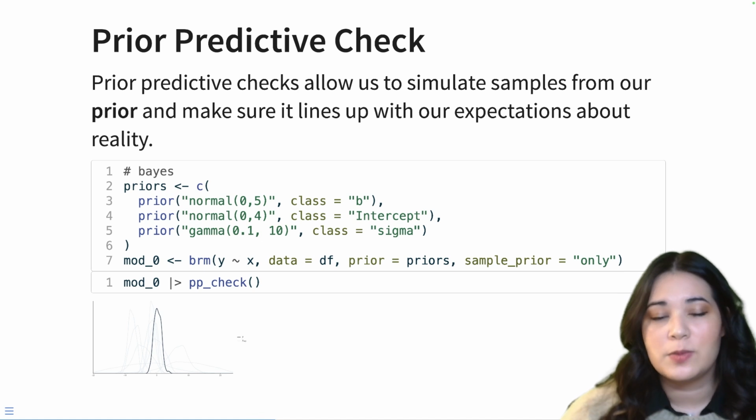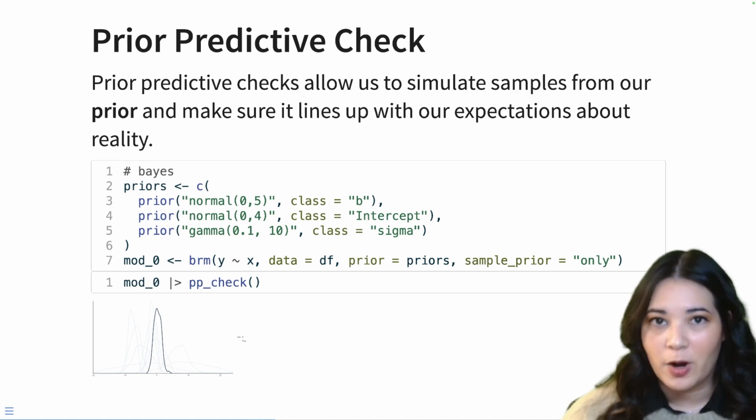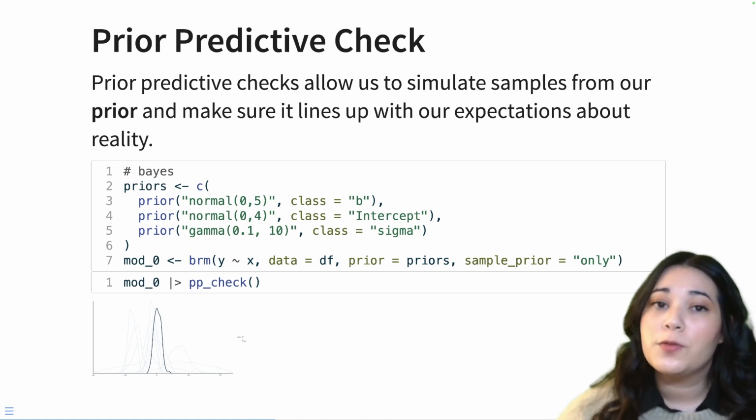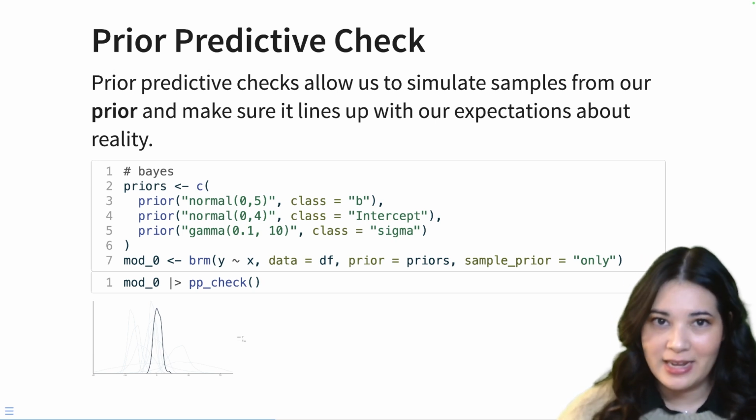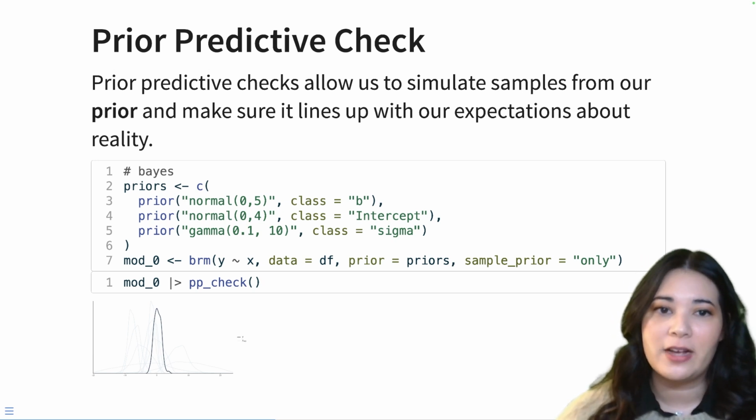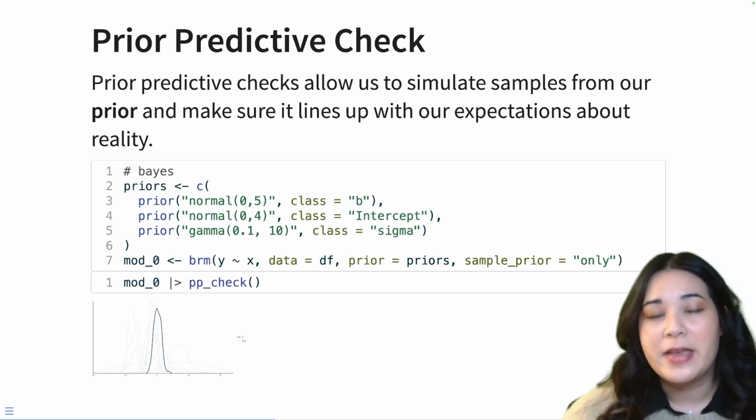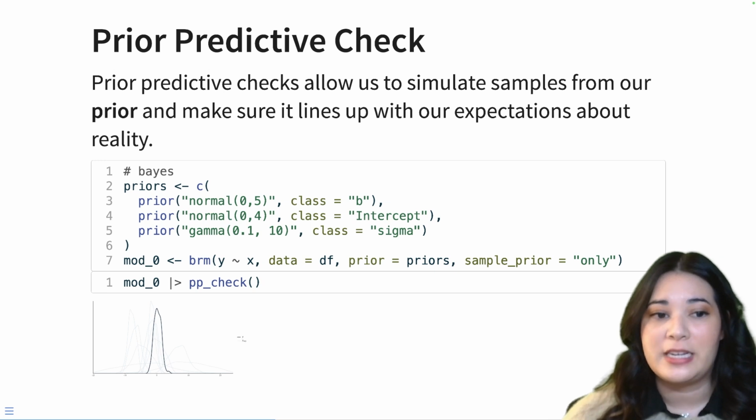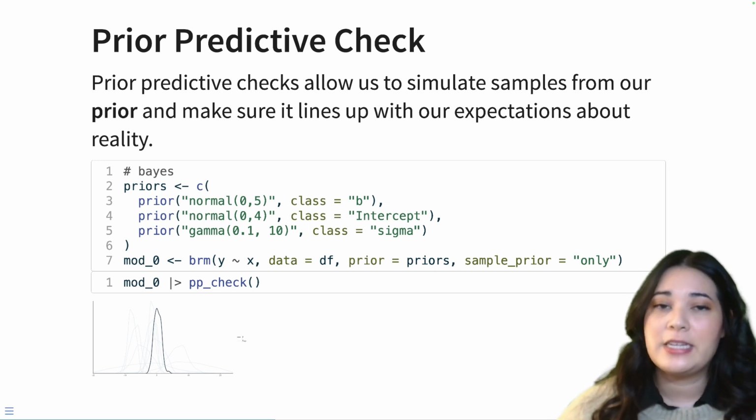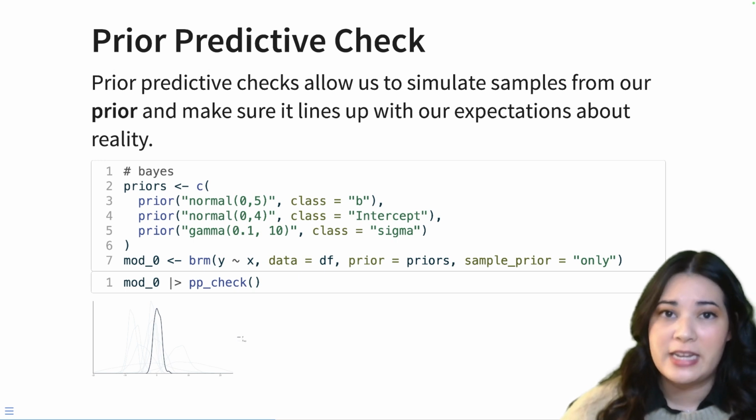So how can we use these predictive distributions as a part of our Bayesian workflow? Well, the first part is something called a prior predictive check. As the name implies, a prior predictive check allows you to simulate samples from your prior and make sure that those simulated samples of data line up with your expectations about reality. We can then compare this both to our expectations as well as to our actual data.